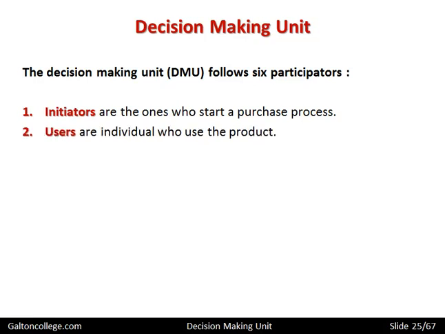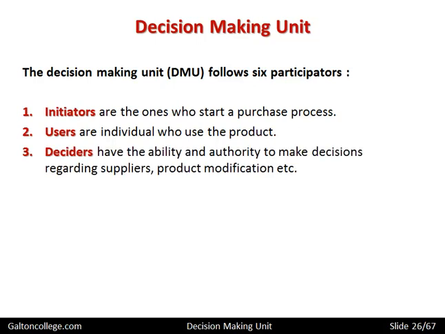Then there are the users, the ones who use the product. The deciders, they have the ability and authority to make decisions regarding suppliers, product modification, and so on. These are the ones who decide what products exactly, what are the specifications. And as I said, I'll talk about these in a little more detail after I've gone through this list of 6 participators.